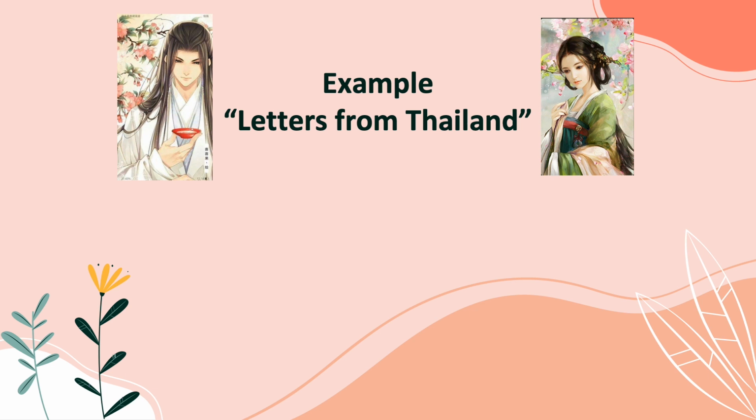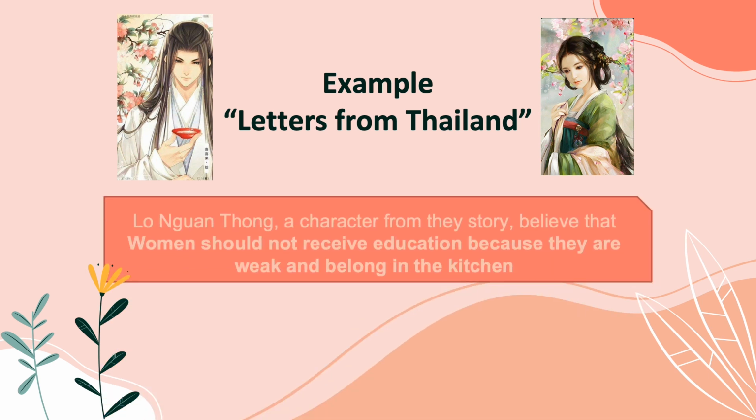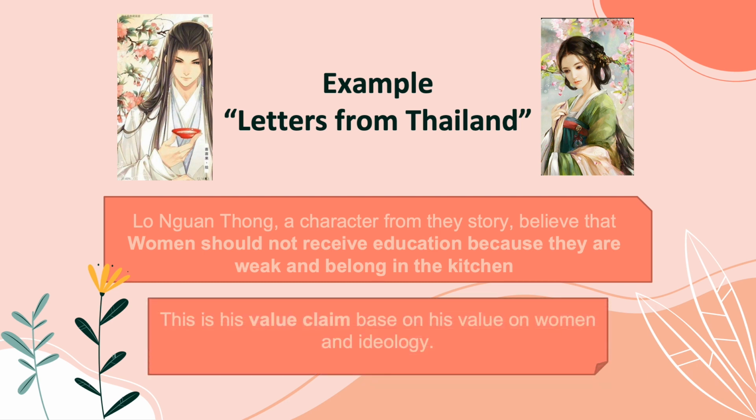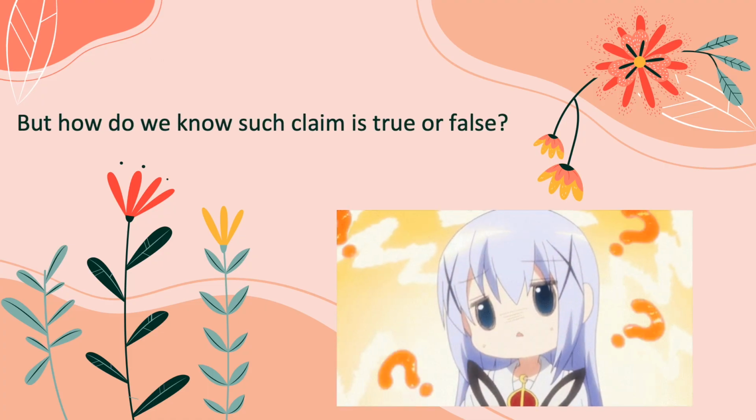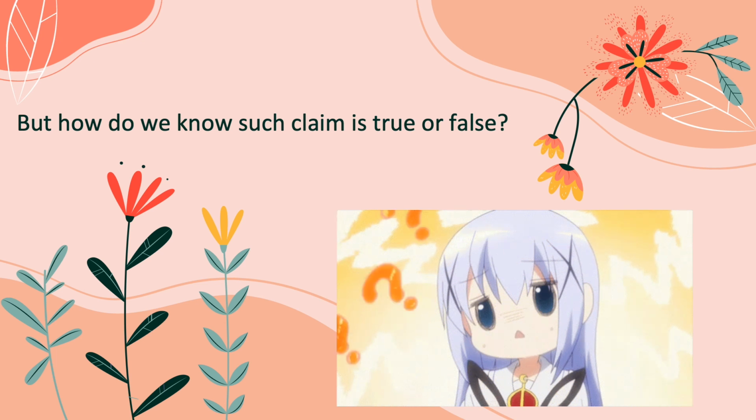To further enhance our understanding of this chapter, let us take a look at the study text from the previous semester, the letter from Thailand. Long On Tong, a typical old-fashioned Chinese man, believed that girls should not receive higher education because they are weak and they belong in the kitchen. This is a value claim based on his ideology. But how do we know such a claim is true or false? Value claims need to be judged in terms of others' different values.